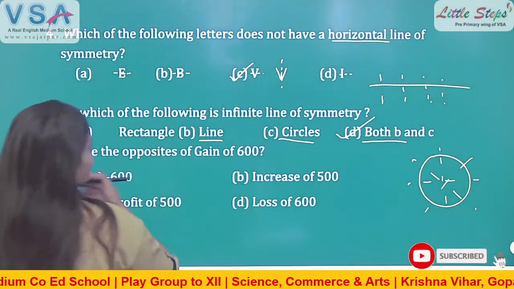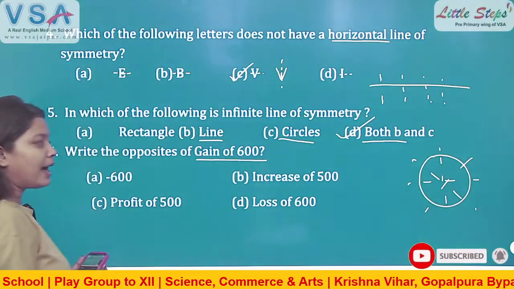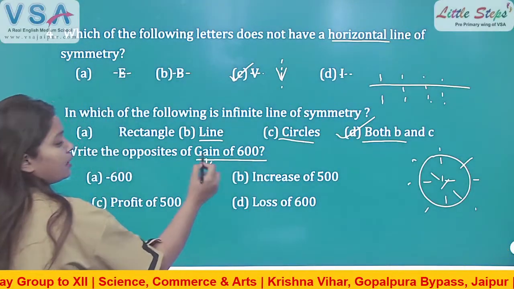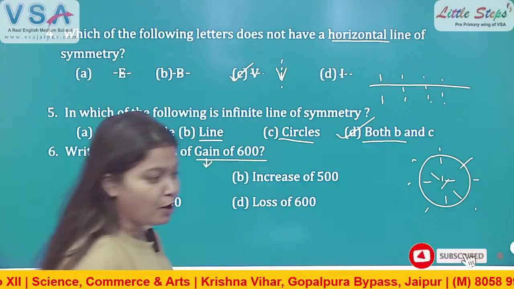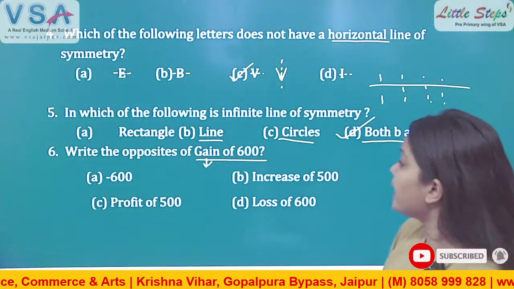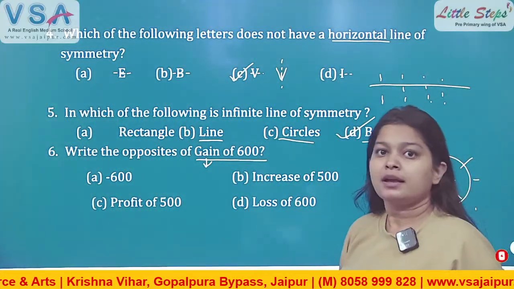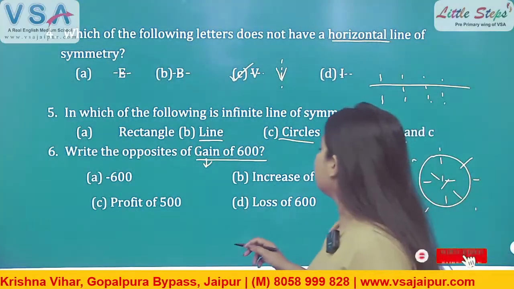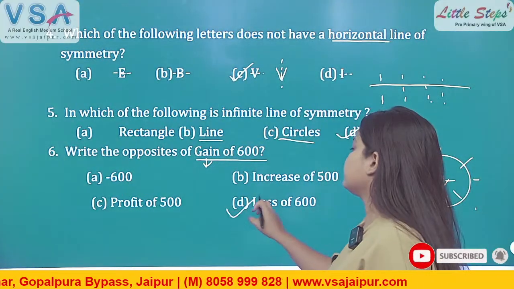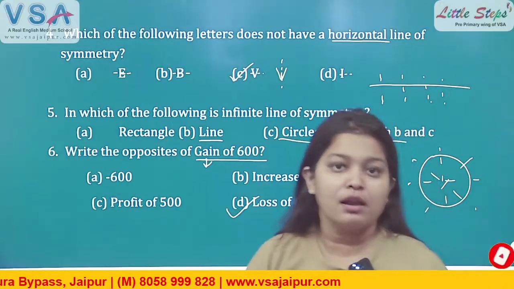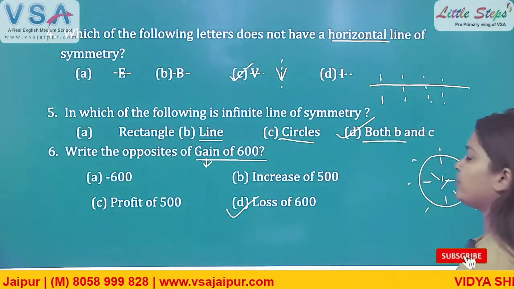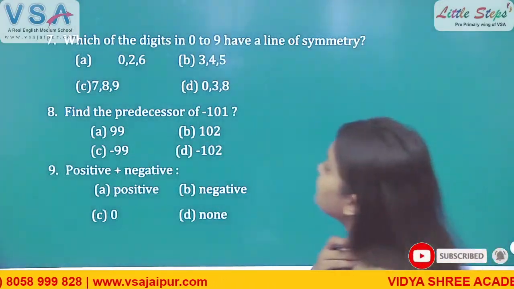Moving on to sixth MCQ. Write the opposite of gain of 600. As you all know, gain means profit. Gain is profit, then we have to write the opposite. What is the opposite of gain? We have loss of 600. So the opposite of gain is loss of rupees 600.